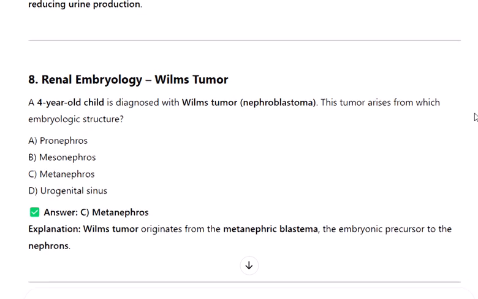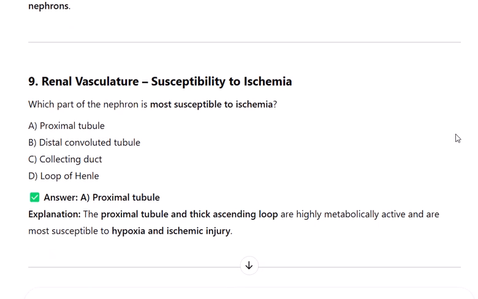9. Renal vasculature, susceptibility to ischemia. Which part of the nephron is most susceptible to ischemia? A. Proximal tubule. B. Distal convoluted tubule. C. Collecting duct. D. Loop of Henle. Answer A. Proximal tubule. Explanation: The proximal tubule and thick ascending loop are highly metabolically active and are most susceptible to hypoxia and ischemic injury.